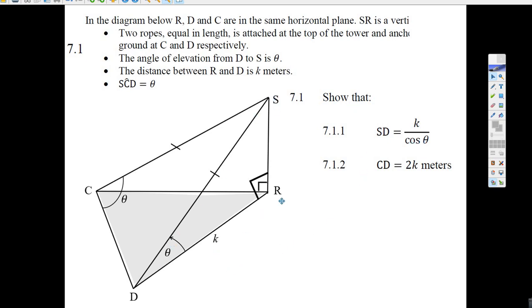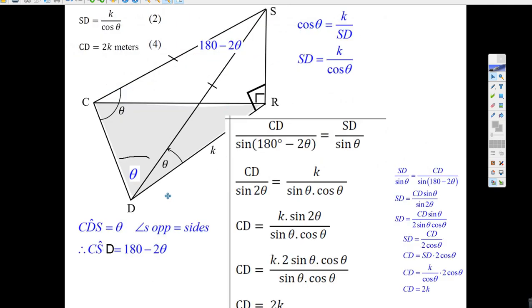Well, there's a right-angled triangle. Well, if that's theta, k is adjacent, and SD is the hypotenuse. That's kind of easy, you guys. It's just because the cosine of theta is equal to k over SD. So that's all there is to it. You go, the cosine of theta is adjacent over hypotenuse. And then these guys can trade places. You multiply by SD and you divide by cos theta.